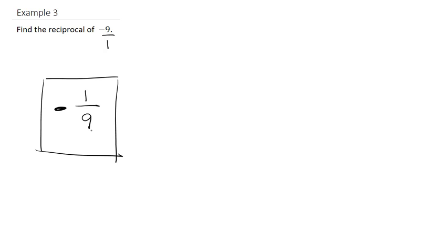If you're not quite sure whether we should keep the negative or not, we know we need to get an answer of 1, right? So we have -9/1 times 1/9. In order for this to be positive 1, we need to keep a negative there, because two negative numbers multiplied together become positive.